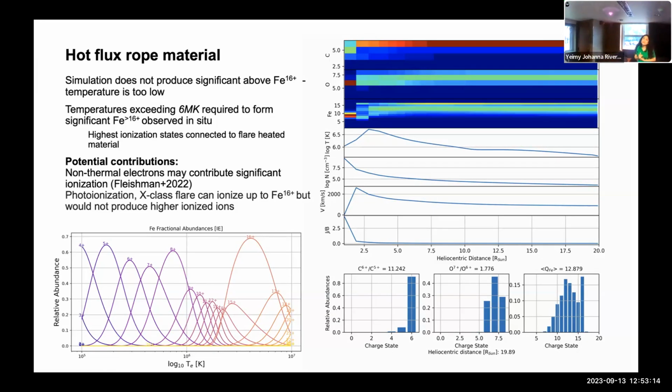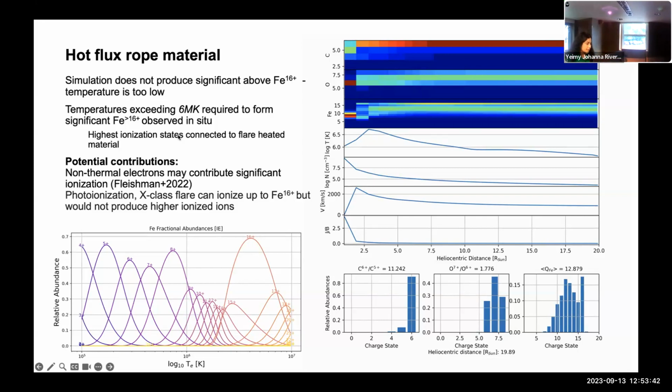So essentially, the simulation really didn't produce any ions above iron 16 in a significant way. And the reason for that is because it really didn't reach the temperatures that would produce something like iron 24 plus that we see in situ. Oftentimes, this type of ionized material is connected to flares. Those are typical conditions, right? 6 megakelvin and above for the conditions that we see at flare sites. In this case, we weren't able to see that in the outflowing material.